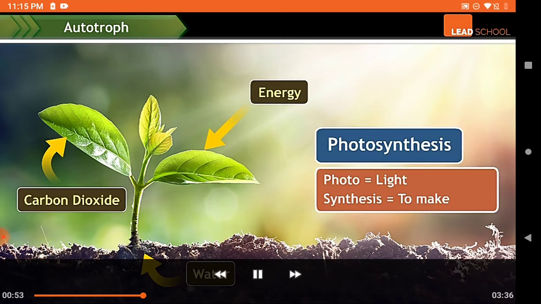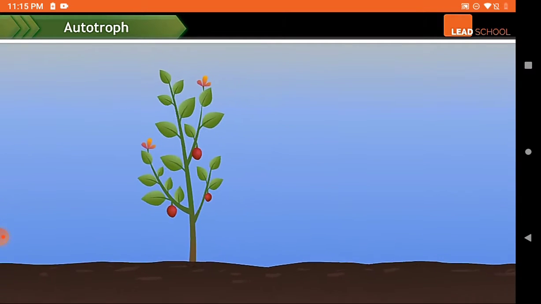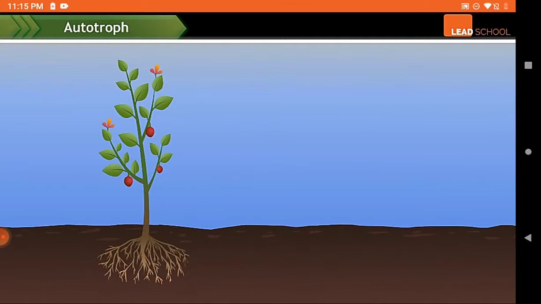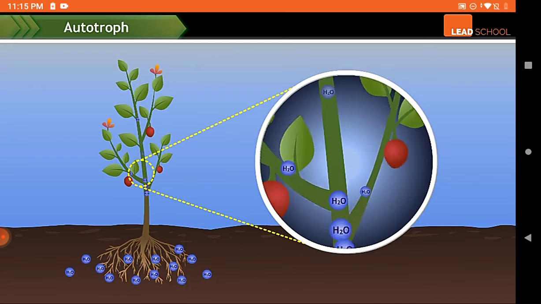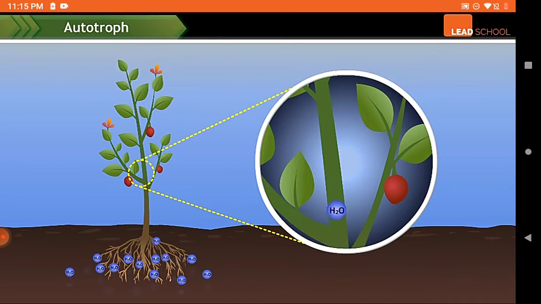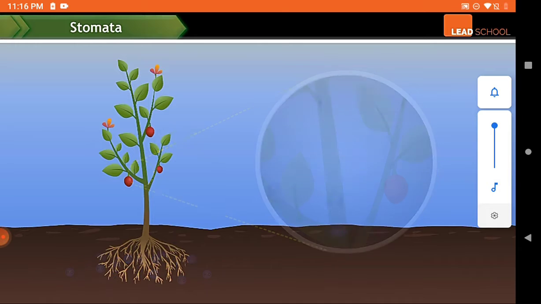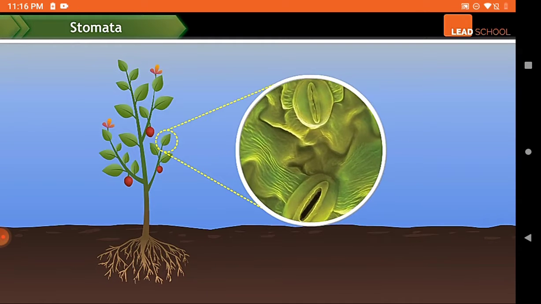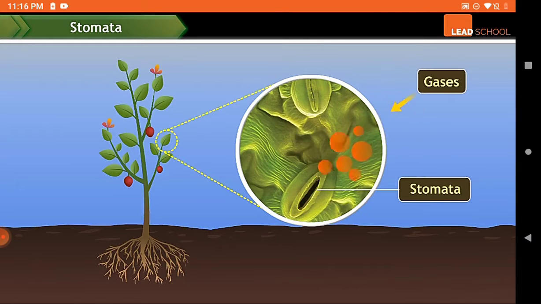It's called photosynthesis. So, how does photosynthesis work? Roots absorb water and nutrients from the soil. These travel up the plant through tube-like vessels inside the stem to reach the leaves. The surface of these leaves has tiny pores called stomata. Gases enter and exit the plant through these pores.